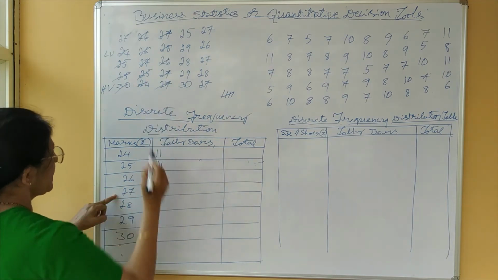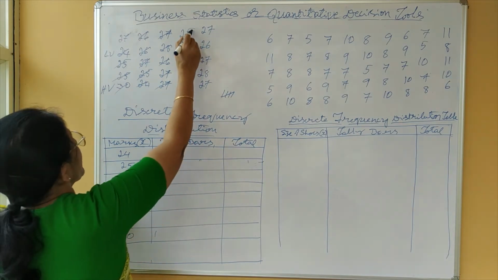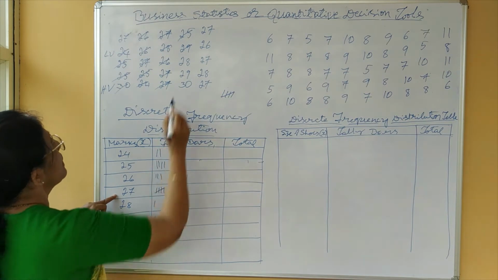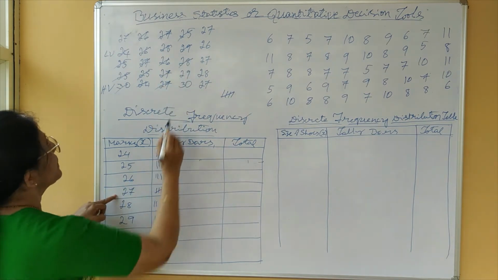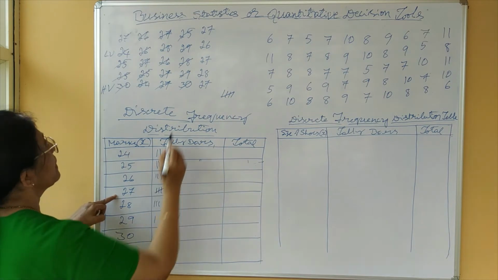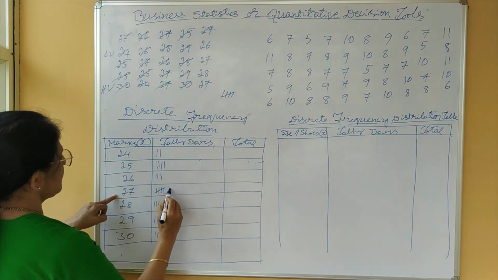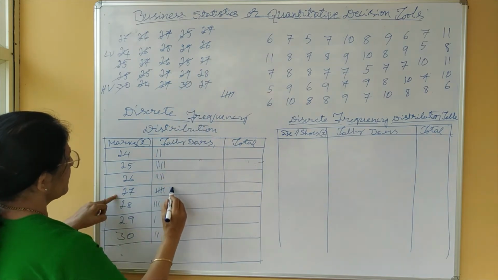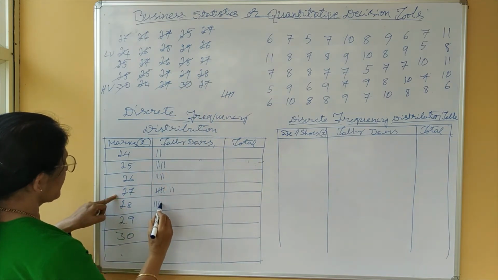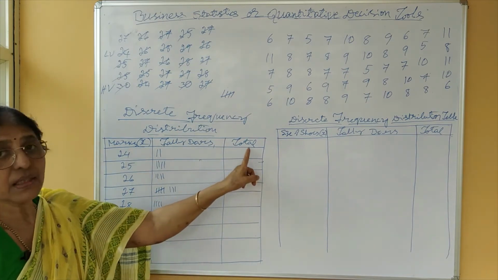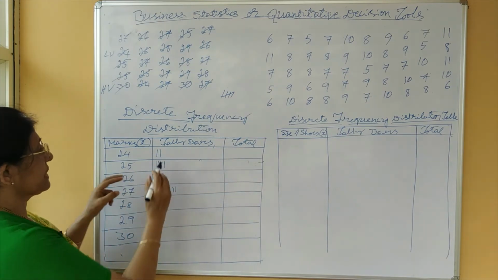27, 27, 25, 29, 28, 29, 30, 27, 26, 27, 28, 27. Now take the total of these tally bars.